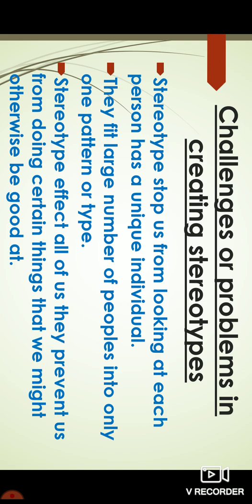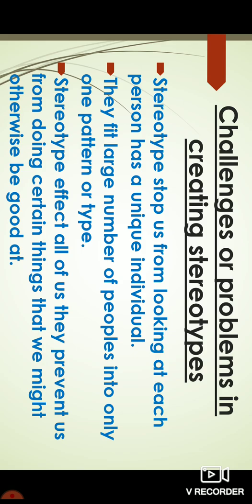We stop thinking about it because we already have in our mind that he is a boy, he will not cry. She is a girl, she is very emotional. So before knowing that person, as all society is following such stereotypes, we judge that person. They fit a large number of people into one pattern or type. Stereotypes affect all of us. They prevent us from doing certain things that we might otherwise be good at.